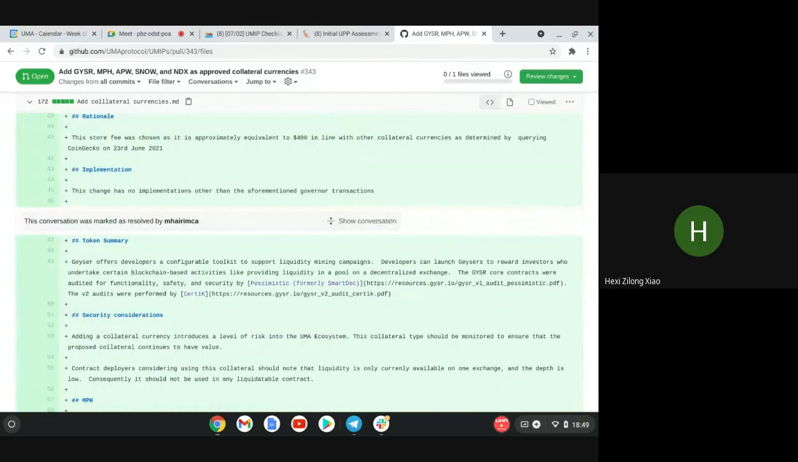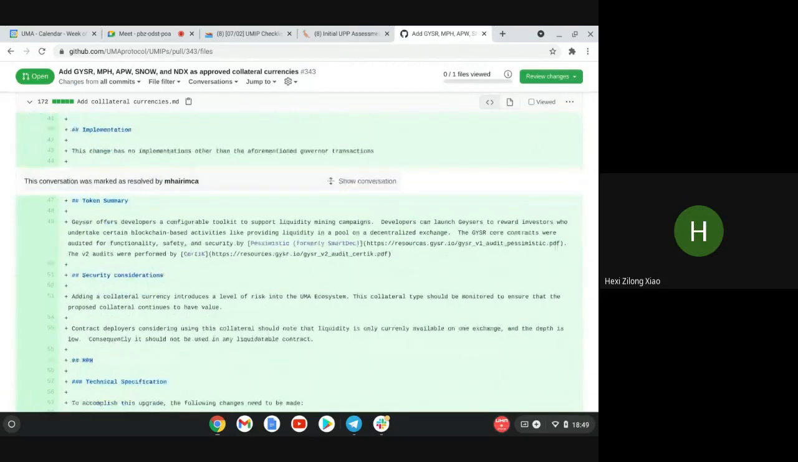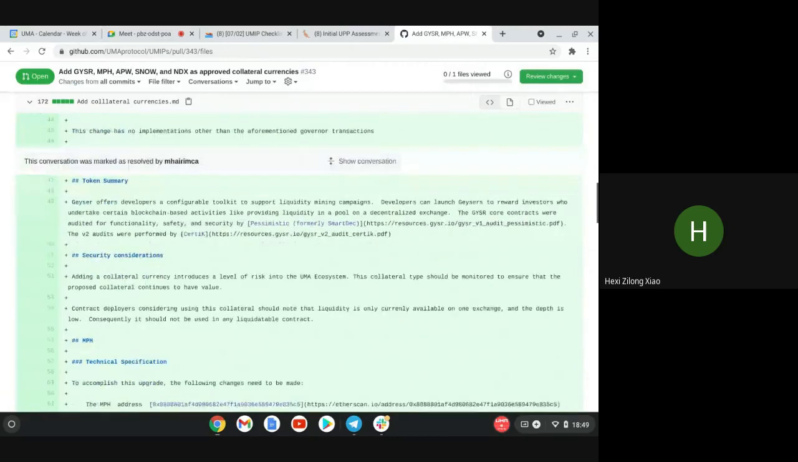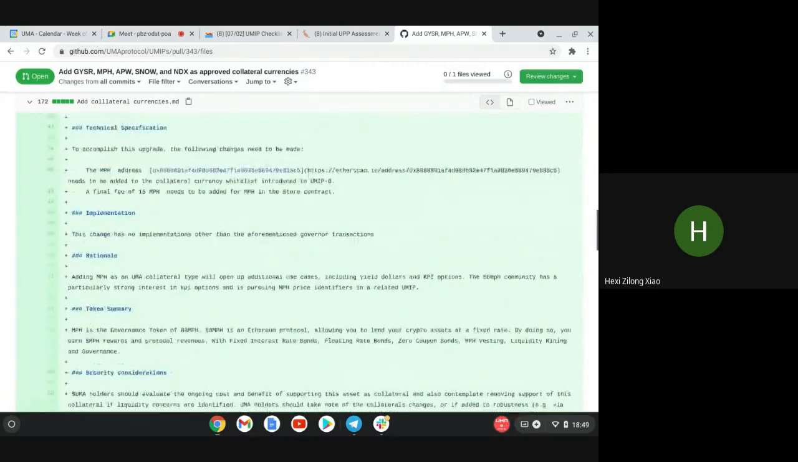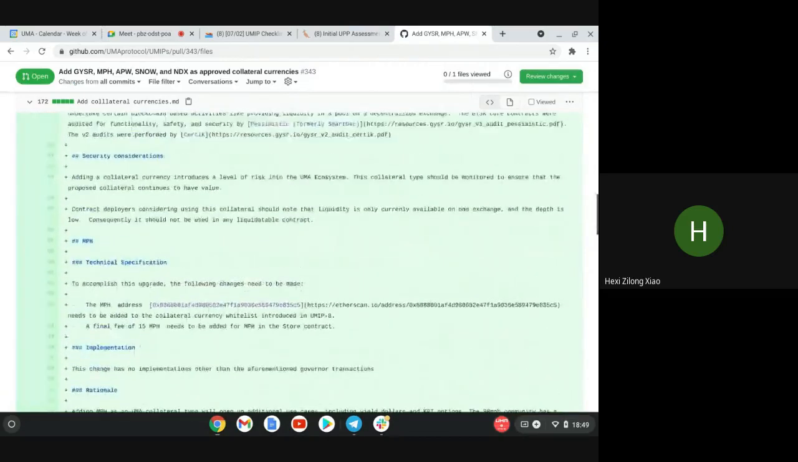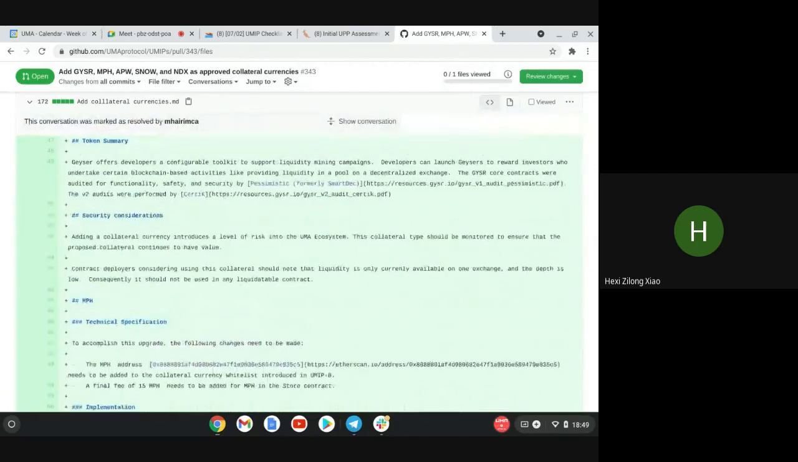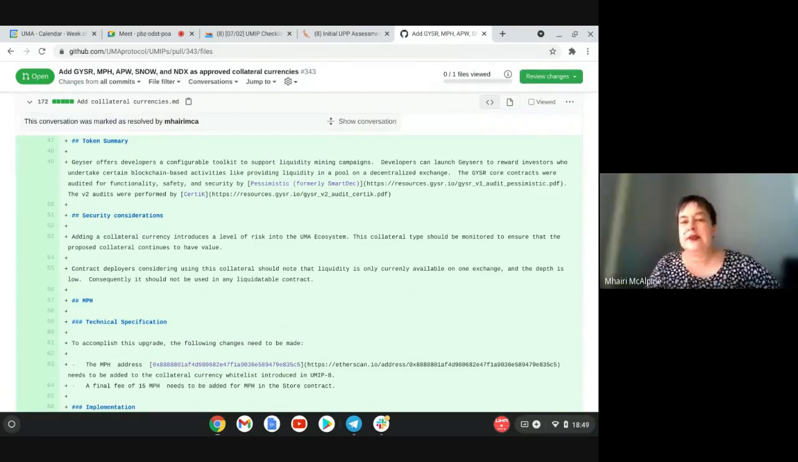Excellent. That'd be good. Do we have a general guideline around how much trading volume or circulating supply we'd want in order to allow list something as a collateral? Certainly GYSR has quite a low fully diluted market cap, which was something that you brought up.